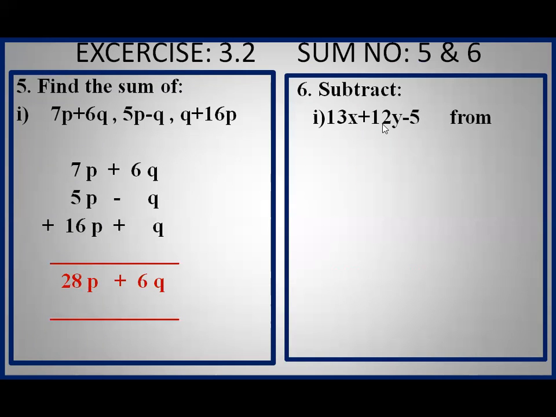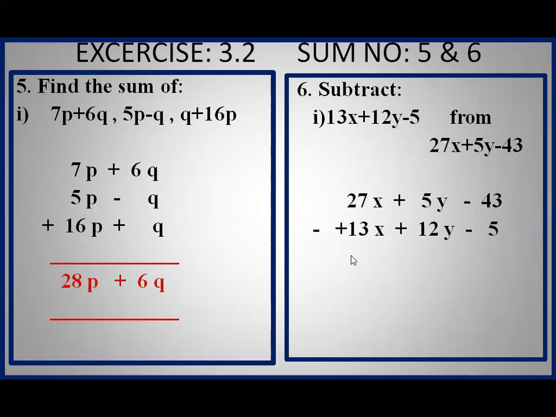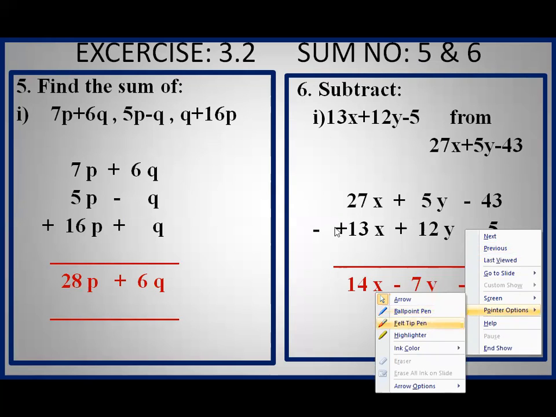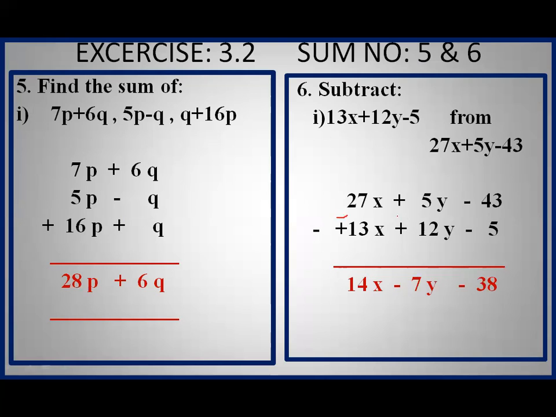Subtract 13x plus 12y minus 5 from 27x plus 5y minus 43. So let's write 27x plus 5y minus 43 above and below 13x plus 12y minus 5. Group them according to their terms. Now since it is subtraction, you have to change the sign of the second expression. So plus changes to minus, and minus changes to plus.